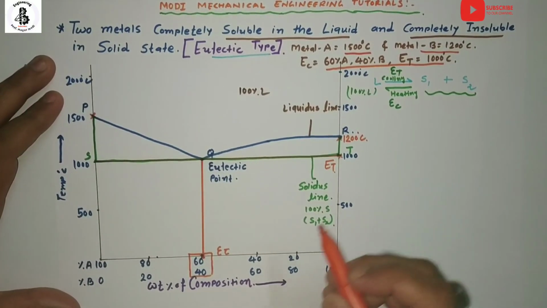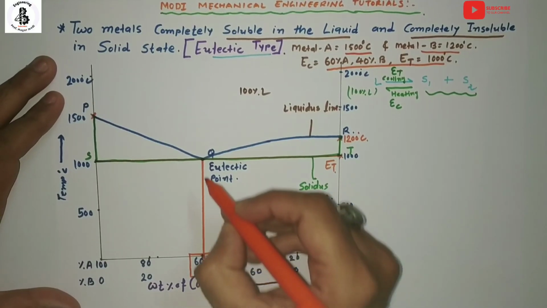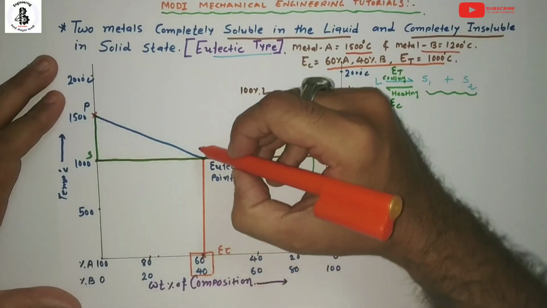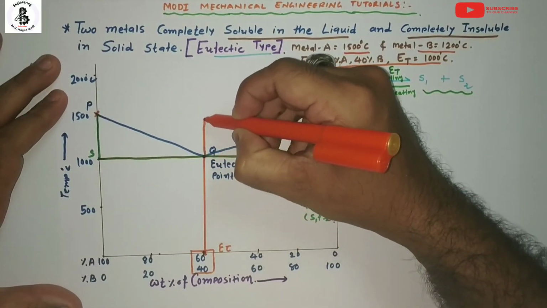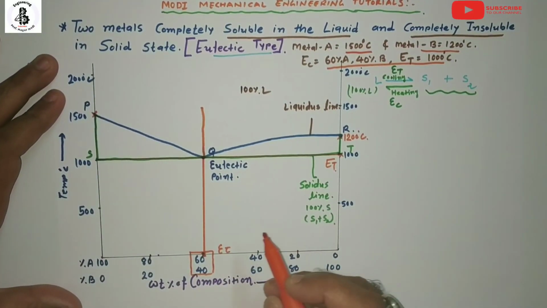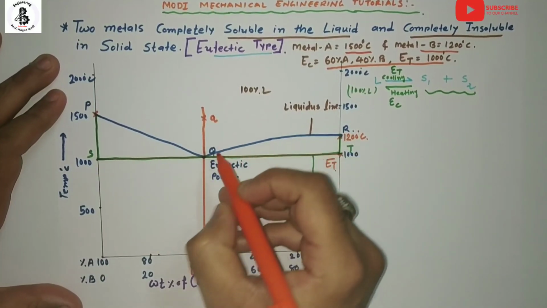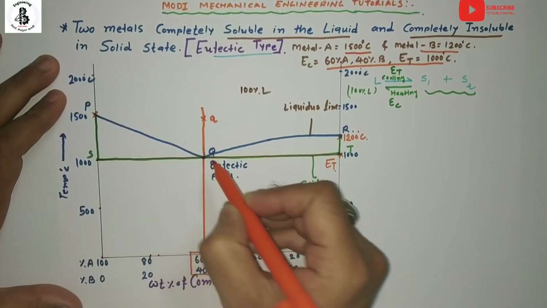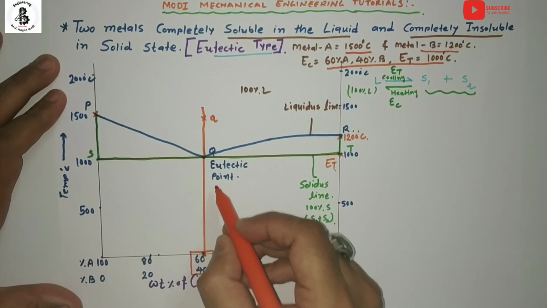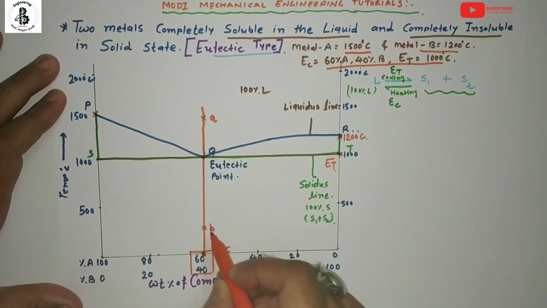Now I would like to explain the eutectic transformations. So just make one vertical line passing through the eutectic point. Then make different points. Here point A is above, intersecting at Q, and just below the eutectic point, or you can say at room temperature, we make point B.